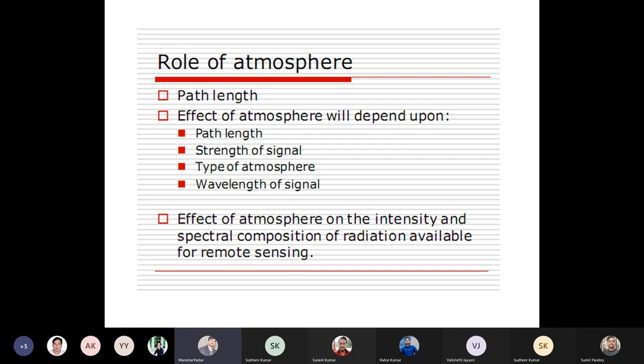So the role of atmosphere, first we define the path length. Irrespective of its source, which is the sun over here, all radiation detected by remote sensors passes through some distance. When we consider this case, what is the distance? We need to consider the path length. Path length means the distance that is traveled by your energy signal from source to target and then back to the sensor.